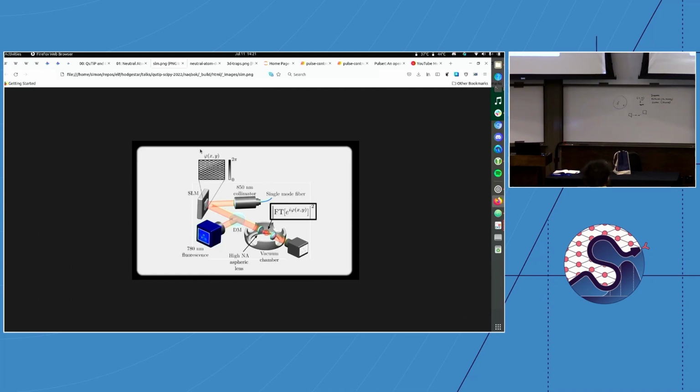And what you get out in the traps is a Fourier transform of this 2D phase. That's how you design a trap, what you have to do.